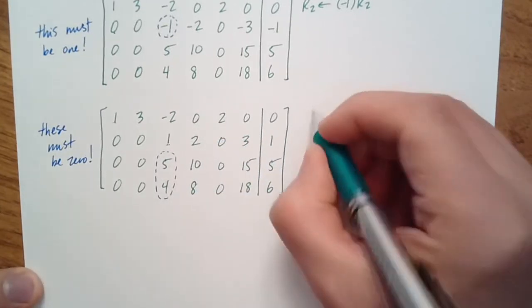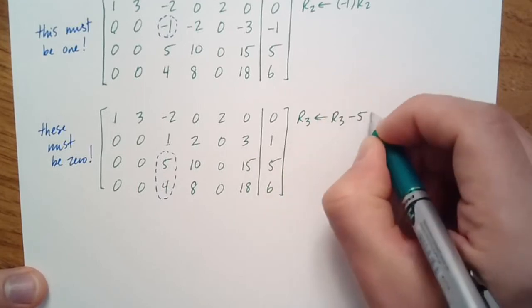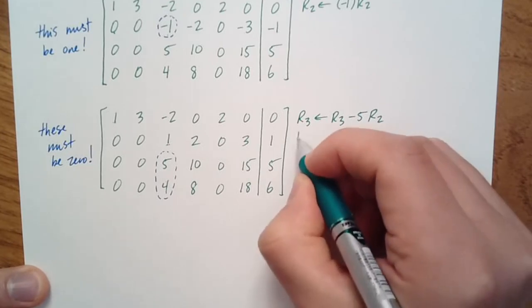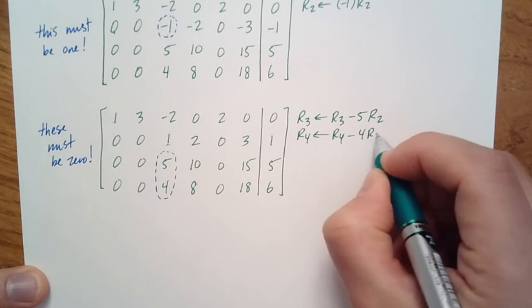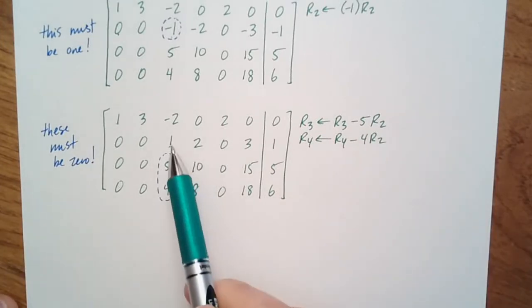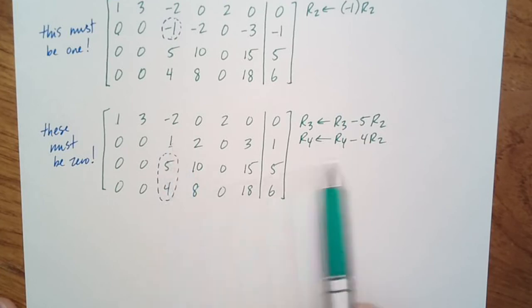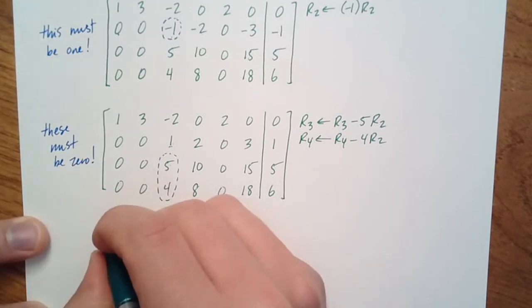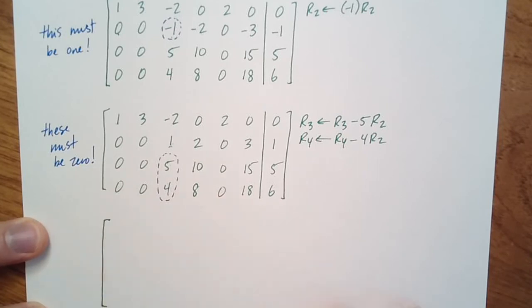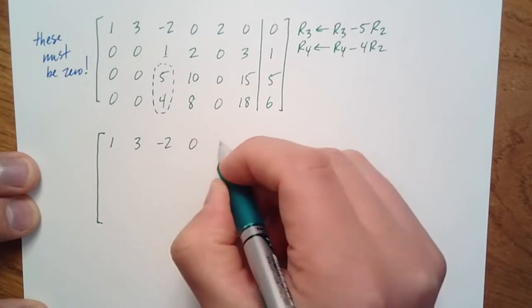So let's take row 3, replace it with row 3 minus 5 times row 2. And then we can replace row 4 with row 4 minus 4 times row 2, right? Because that'll do it. If we subtract 1 from 5, 5 times, this will be 0. And if we subtract 1 from 4, 4 times, this will become 0. And that's what we want. So that's what we're going to do. So again, the first 2 rows won't change. So let's take a few seconds to just copy those down directly.